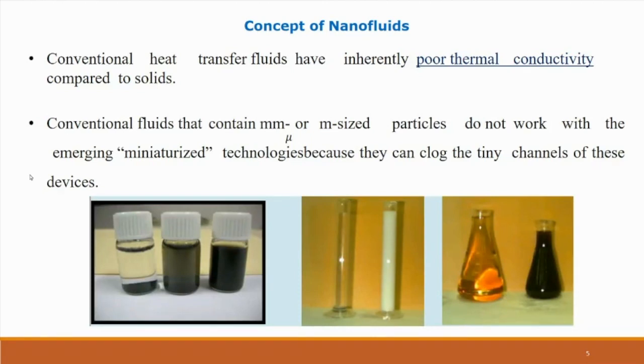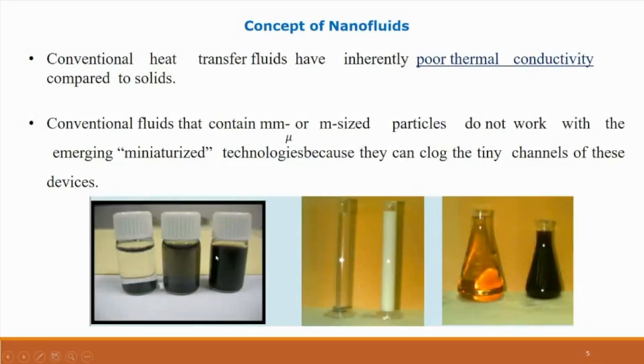What does this line want to say? Why do we convert nanomaterials into ultrafine particles? Because if the size is bigger, it can clog. I hope you understand the meaning of clog: it clogs or jams the channels of the device in which it is used. That's why we convert it into a very small, nano size.